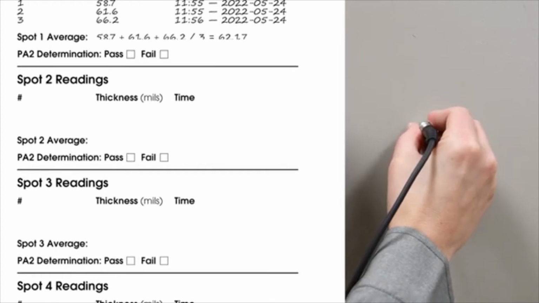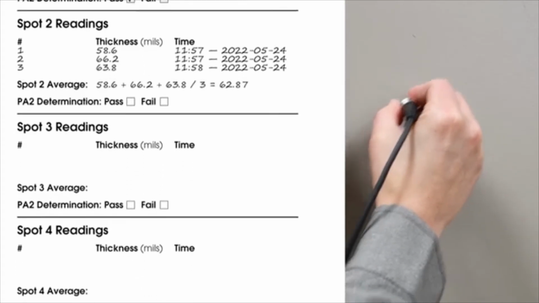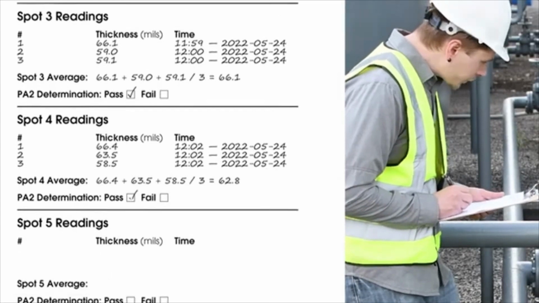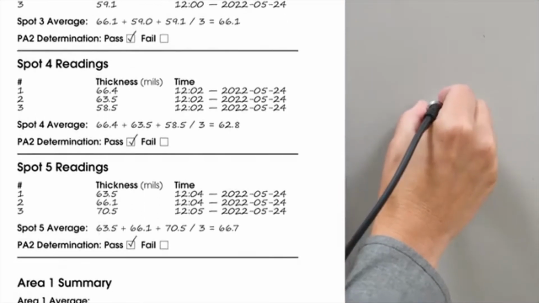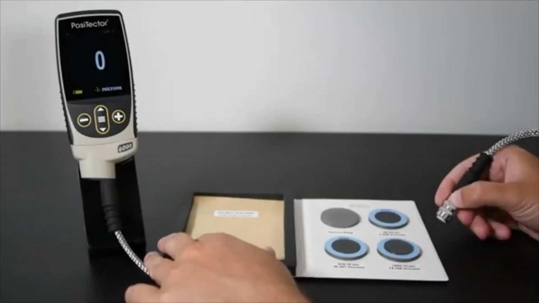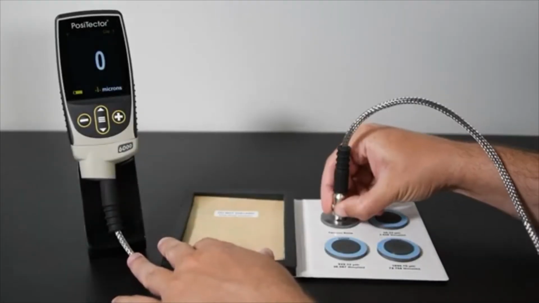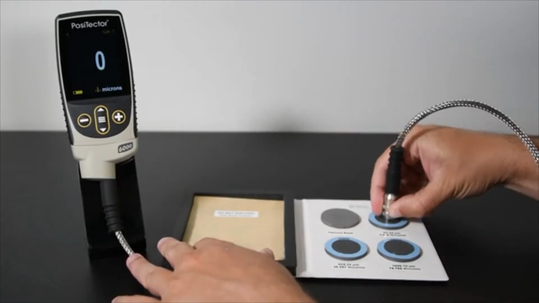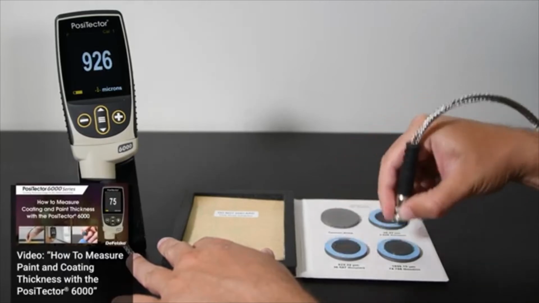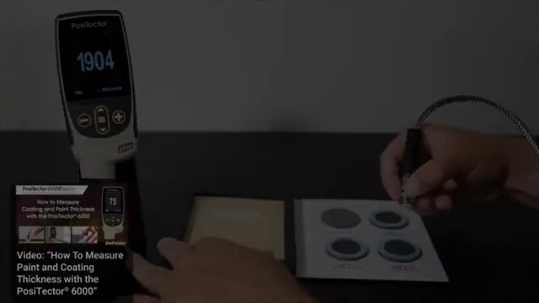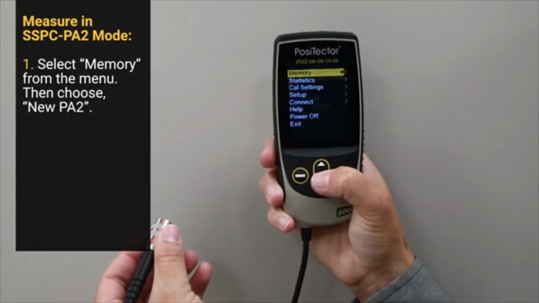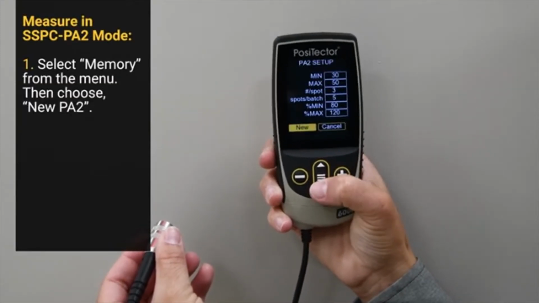Performed manually, the process can be confusing and requires several manual calculations. Using the SSPC-PA2 mode included with the PosiTector 6000 Advanced models, an SSPC-PA2 inspection is easy. First, ensure that the instrument is verified and adjusted for the substrate geometry. To learn more about getting started with the PosiTector 6000, view the video linked in the description. Once the instrument is ready to measure, select Memory and then New PA2 from the Gauge menu.